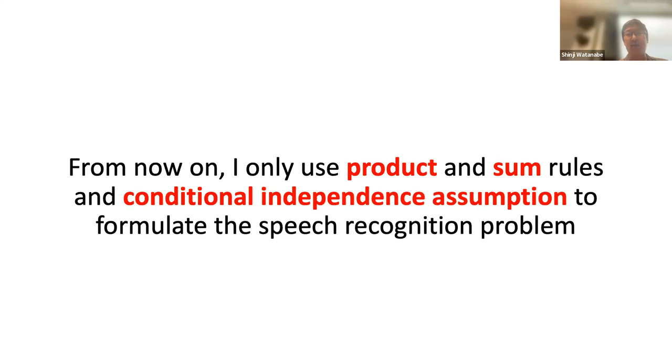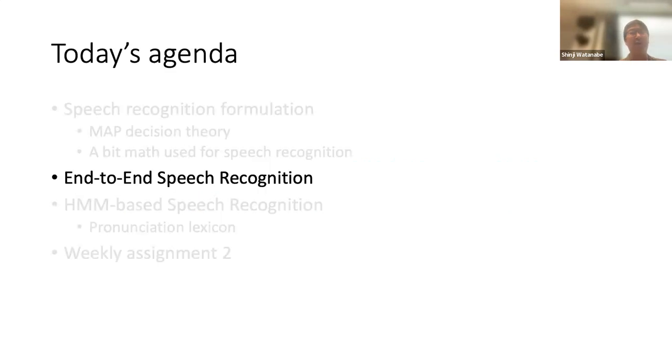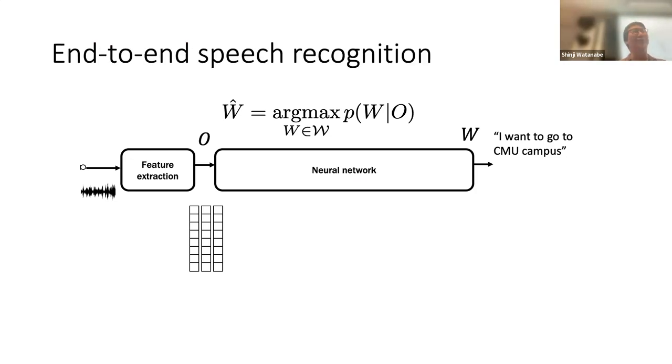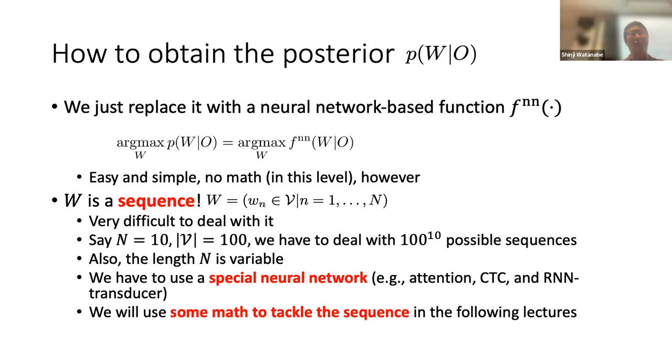So I will explain some examples. The first one is end-to-end speech recognition. By the way, end-to-end speech recognition doesn't use this kind of formulation so much. Mostly we just replace this P(W|O) with a neural network function. Although later I will explain in a bit more detail, usually we use the probabilistic chain rule to factorize the problem. But the other formulations, we basically don't use. Instead, we use a sophisticated neural network to solve the problem.